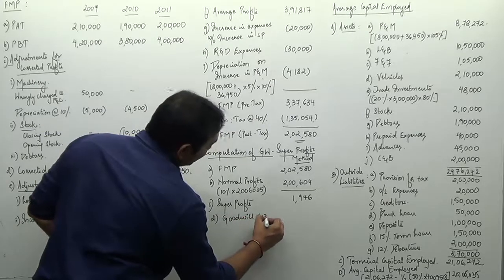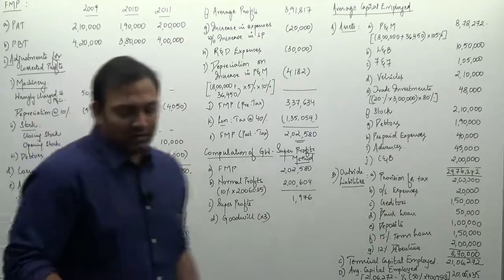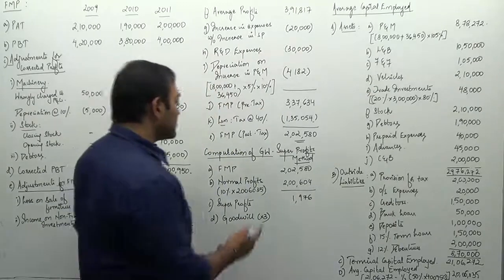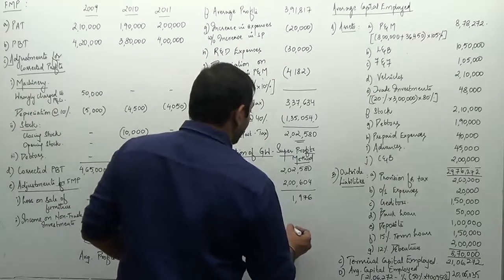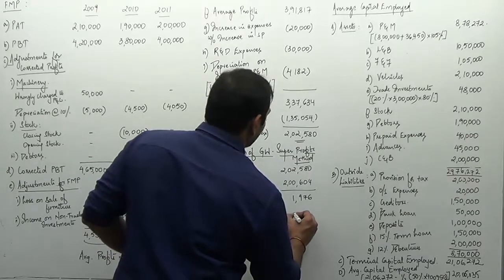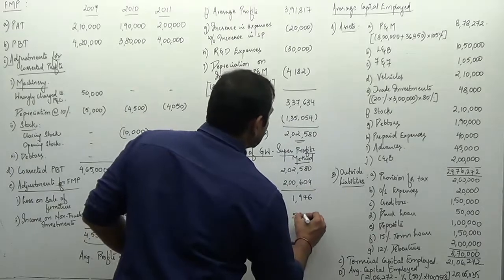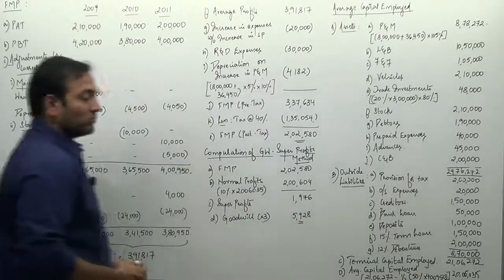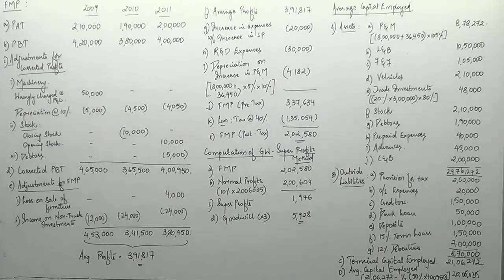And finally, goodwill. 3 years purchase of super profits, that is given to us. Goodwill can be considered as 3 years purchase of super profits. Multiply this by 3. It should be 5928. That is the value of goodwill I got. We did not calculate the problem, guys. The problem is valuation of share. We only calculated the value of goodwill.